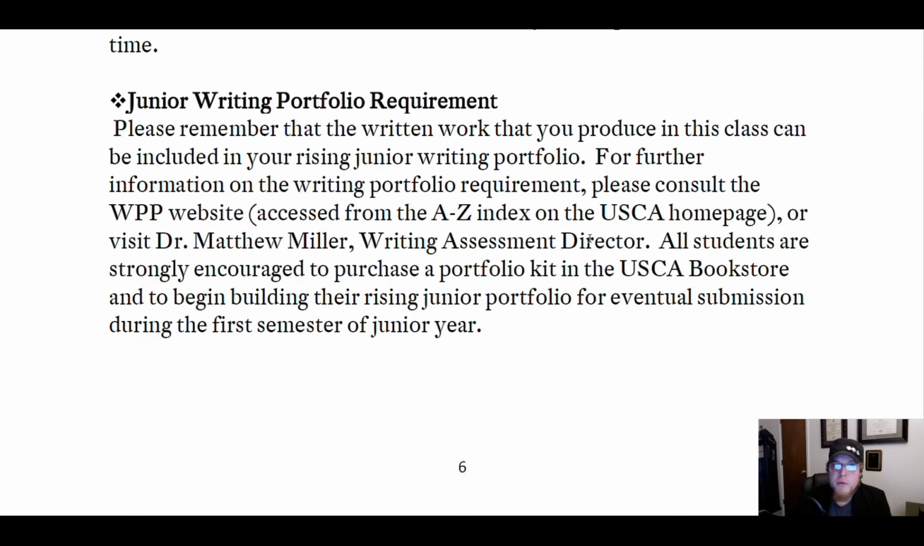Junior writing portfolio. Remember that the work that you produce for this class, these weekly analyses, can be used in your Rising Junior portfolio. For more information about that, you can go to the A-Z Index on the USC Aiken homepage, or you can talk to Dr. Matthew Miller, the Writing Assessment Director.